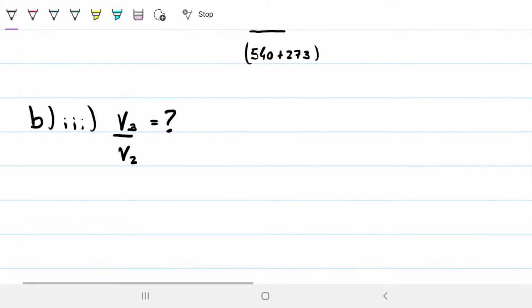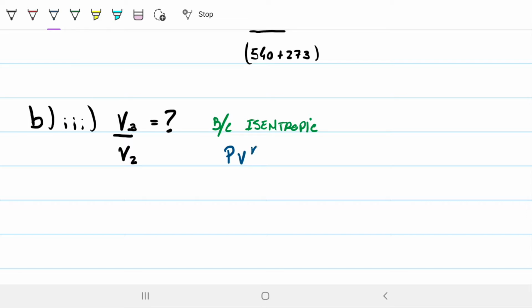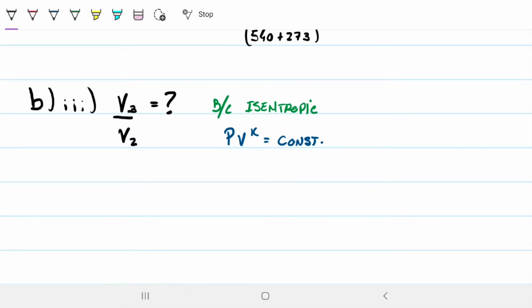Cool. What do we need to do to be able to solve this? We know this is isentropic. So because it's isentropic, it means that PV to the K is a constant value. That's what the isentropic process ends up doing with the system. The pressure at any given state times its volume to the K, where K is the ratio between Cp and Cv for the gas, in this case for air, is always a constant. So if that's true, then we can write that P2 V2 to the K equals P3 V3 to the K.